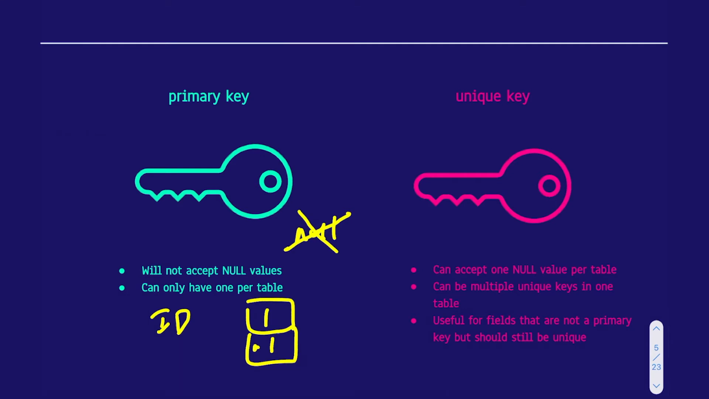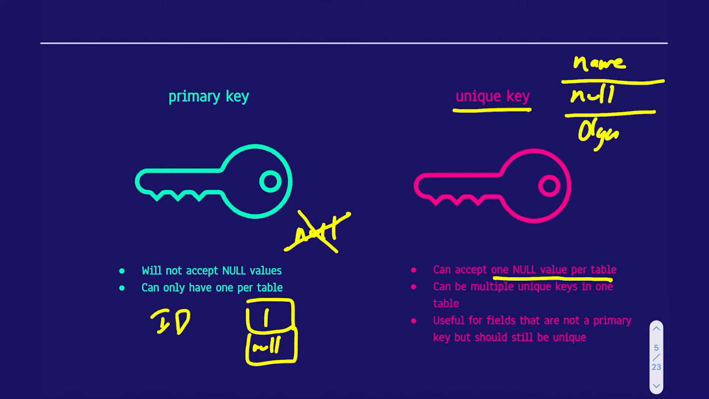Same with if you put in a null, because how can you reference a row with a null primary key, right? So this is slightly different than a unique key in that with a unique key, you can have one null value per table. So let's say we've got some sort of name column, and we set the property unique on it. That means that we can have one null name in the entire table, but we can't have another one, right? Every other one has to be an actual name. So for example, let's say it's like Olga or something like that.